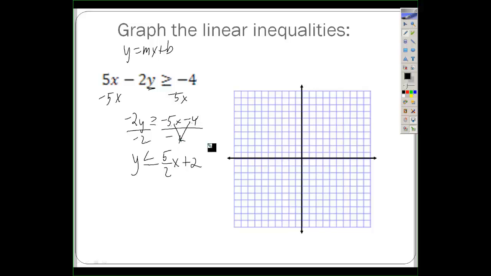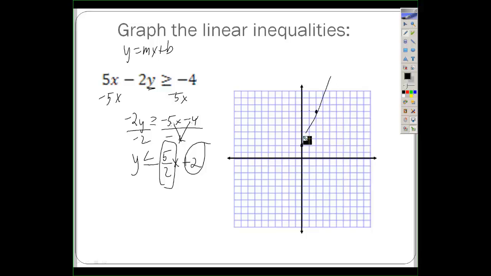So I'm going to graph it now. Once again, I'm starting at my y-intercept, positive 2. I'm going to use my slope. Okay, it's a positive slope now because a negative divided by a negative is a positive 5 halves. So I'm going to rise 5 and run positive 2.